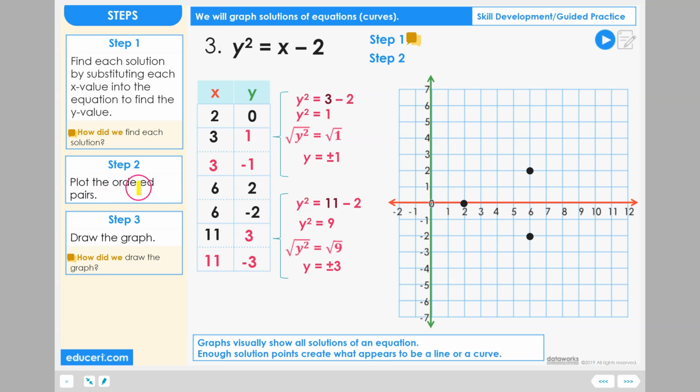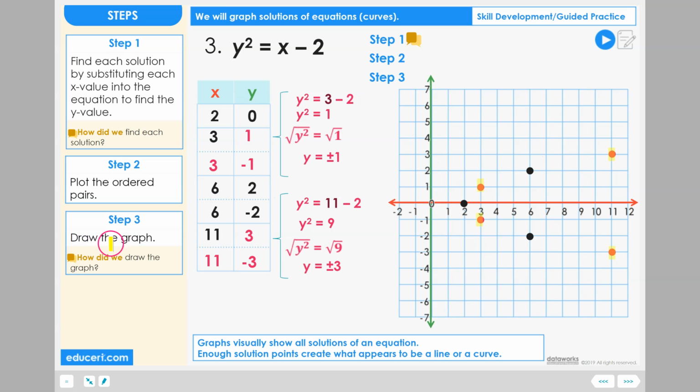Step 2. Plot the ordered pairs. We have 3 ordered pairs that are already plotted at 2, 0, and 6, positive 2, and 6, negative 2. So let's include our 4 points that we found. First at 3, positive 1, then at 3, negative 1, positive 11, positive 3, and positive 11, negative 3. And now we start to see the shape that these solutions are starting to follow.